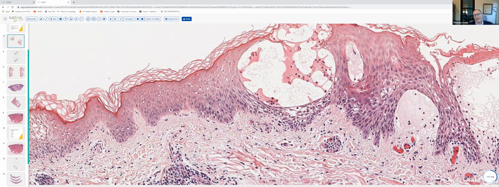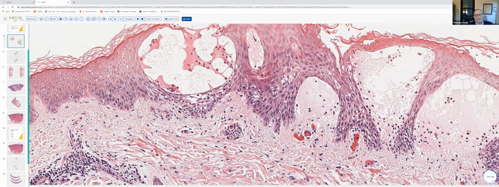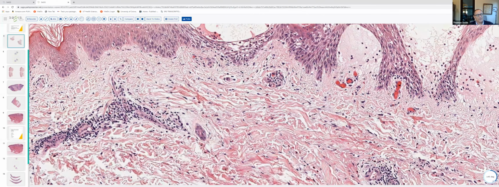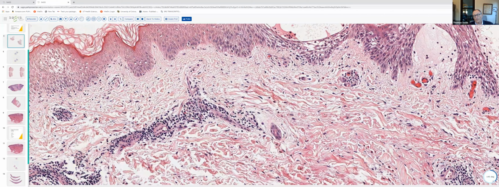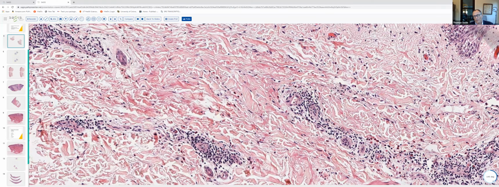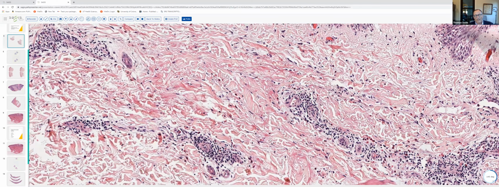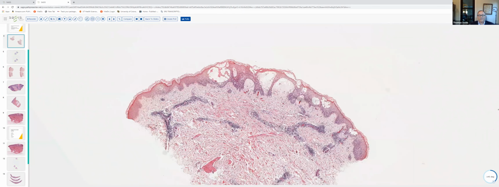And within the blister cavity, we can see serum, we can see inflammatory cells. There are lymphocytes here and fairly numerous scattered eosinophils. There's also striking papillary dermal edema. And within the underlying dermis, there's a perivascular infiltrate of lymphocytes. And if you looked at the sections down in the dermis, hopefully you began to see scattered eosinophils within the infiltrate. So we've got an acute spongiotic dermatitis with lymphocytes and eosinophils.